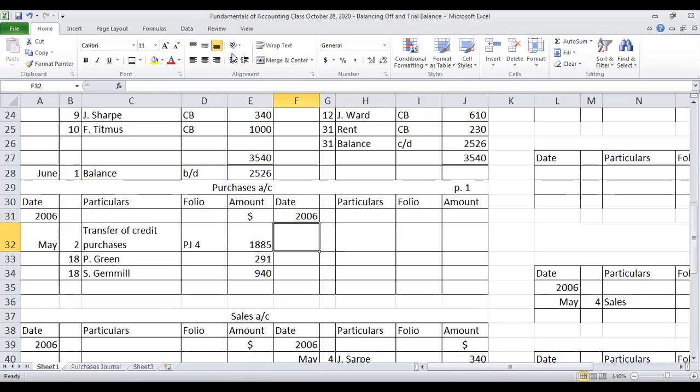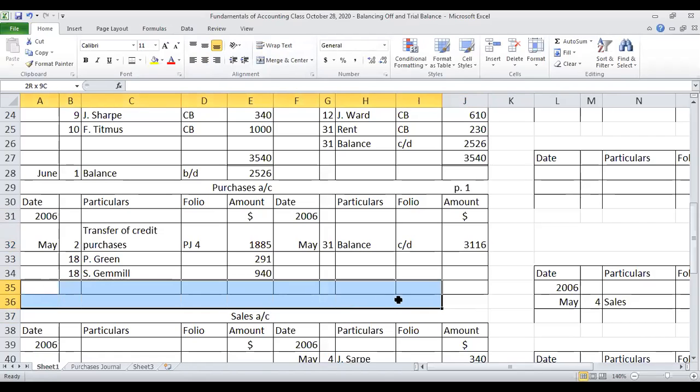So, it'll be 2006, May 31st. We call it balance CD. And the amount is 3,116 on the other side as well. Then now we're going to put in our single line and double line to complete our balancing off. Put in our totals and so forth.